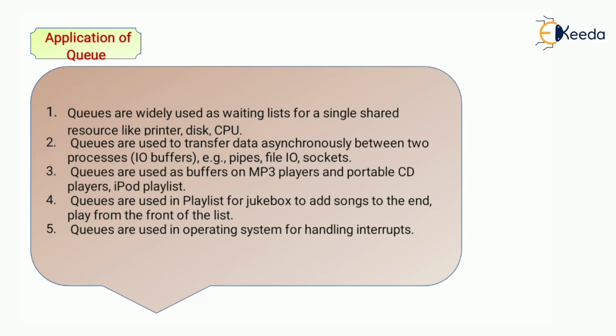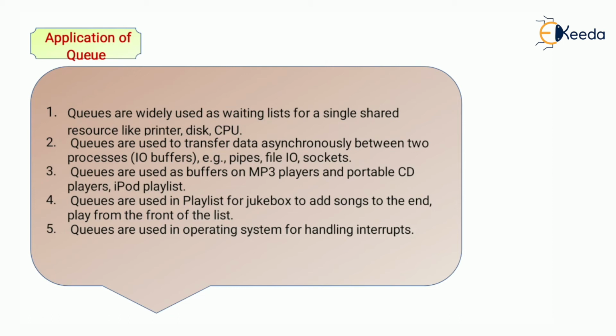Queues are used as a buffer on MP3 players, portable CD players, and iPod playlists. For MP3 players and CD players, we have a list of songs. Whichever song is inserted first is played first, or we can select whichever song we want from the list and give priority to it. All these things are done by the queue.